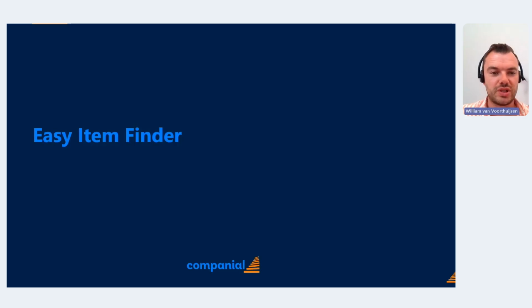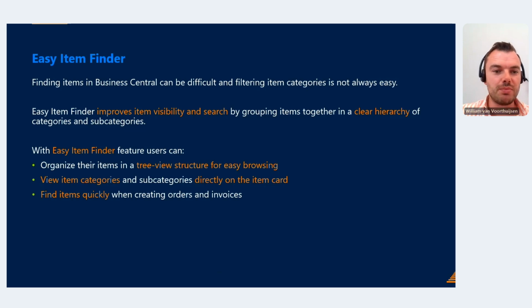I would like to start with Easy Item Finder, because with Easy Item Finder we have made it way easier to find items based on categories. For example, if you're trading furniture, your item list is more or less a catalog of tables and chairs, and you would have different categories, even subcategories. And we have made it easier to find items while you're filtering on different categories.